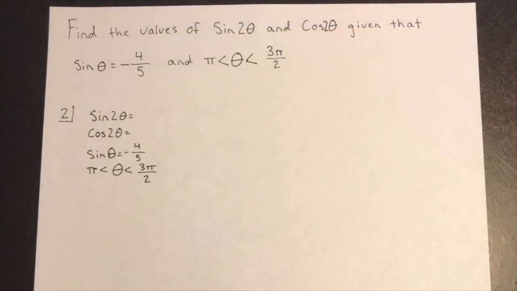The next step is to take out or highlight what is very important. It is asking you to find sine 2 theta, cosine 2 theta, and it gives you sine theta is equal to negative 4 over 5, pi is less than theta is less than 3 pi over 2.